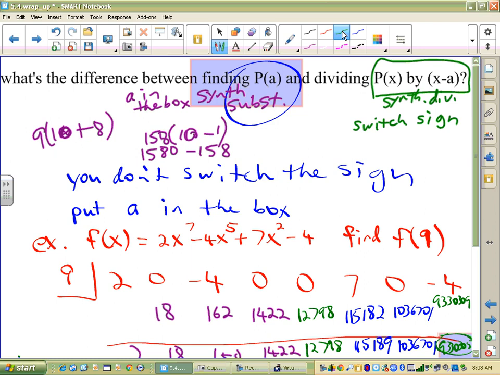So it's kind of the same thing here. Cow poop ends up helping corn grow, right? Synthetic division either tells you what the value of a function is for a number, or it can tell you how a polynomial breaks down. Okay?